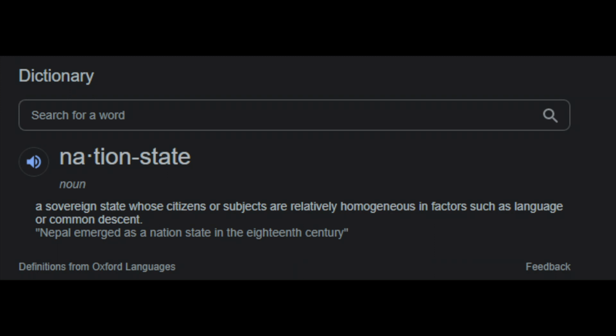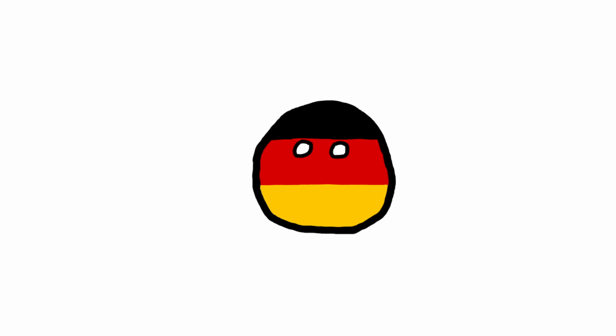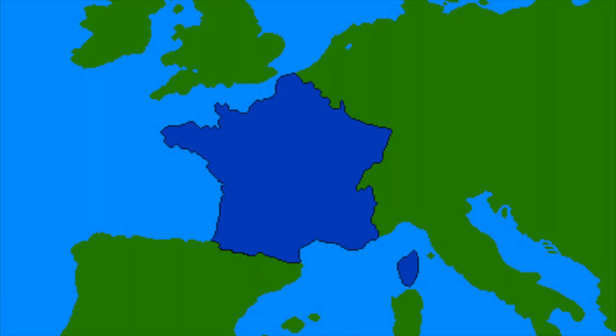It gets even weirder when you bring up the term nation-state. Oxford defines this as a sovereign state whose citizens or subjects are relatively homogeneous in factors such as language or common descent. Some examples of countries that are also nation-states are Japan, Germany, and France. But at what level? Is Germany 100% German? At what point would it no longer be considered a nation-state? What about France? Is France just French?